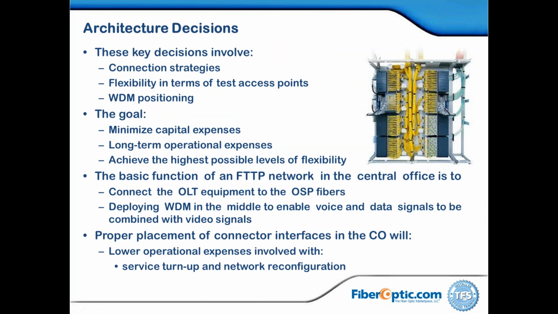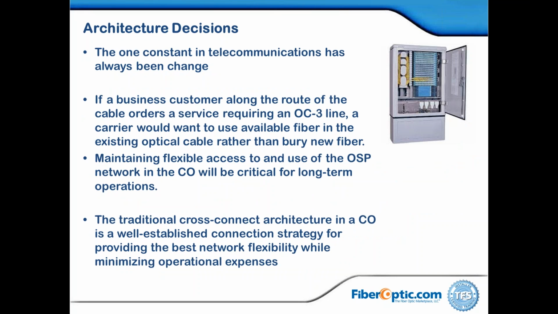So there's a couple of architectural decisions that you must look at when you consider where you're going to position this. This isn't a full design class, so we just give you an idea of some of the things that we have to do. For instance, the basic function in the central office is to connect the OLT to the outside plant fibers at the office. They'll often deploy wave division multiplexing to enable voice and data to be combined with the video signals, and then the proper placement of connector interfaces. And how do you turn up service? There's a couple of options, and you may see either depending on what plant you're doing.